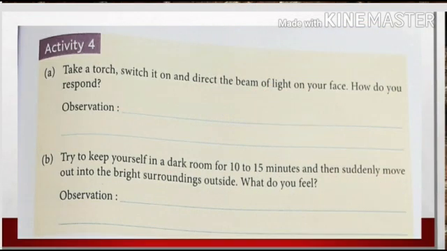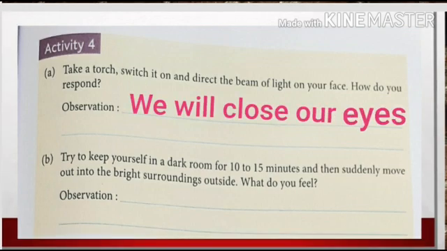Activity number 4 is given at page number 107. First example: take a torch, switch it on and direct the beam of light on your face. How do you respond? Observation: here, we will close our eyes.